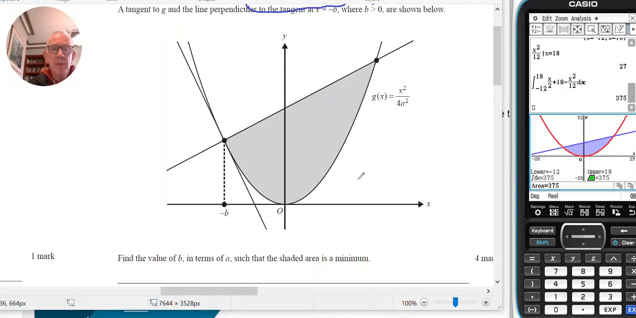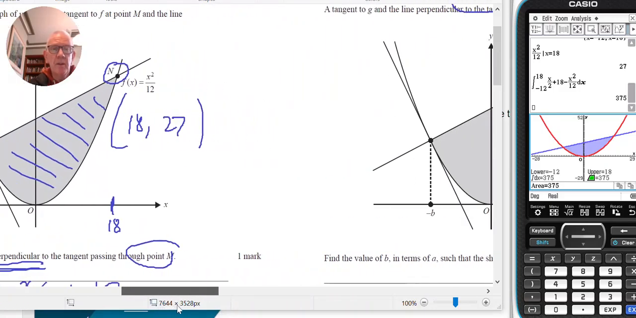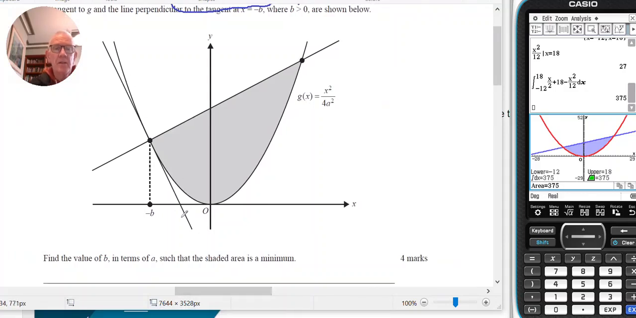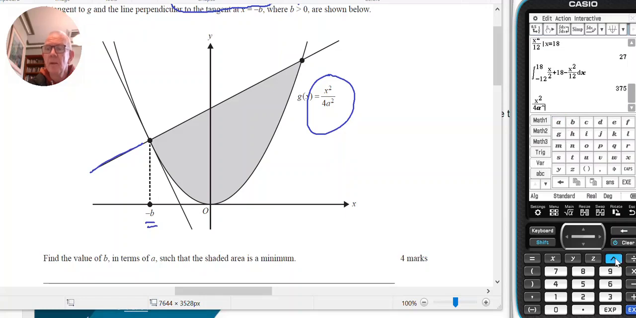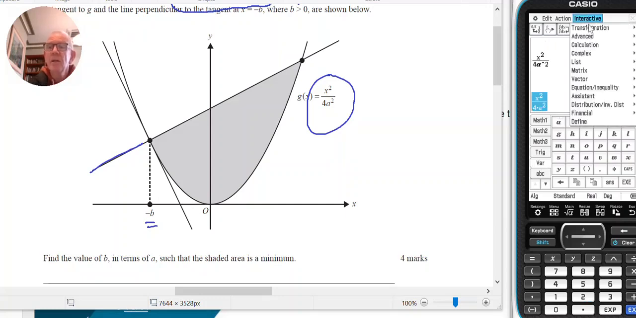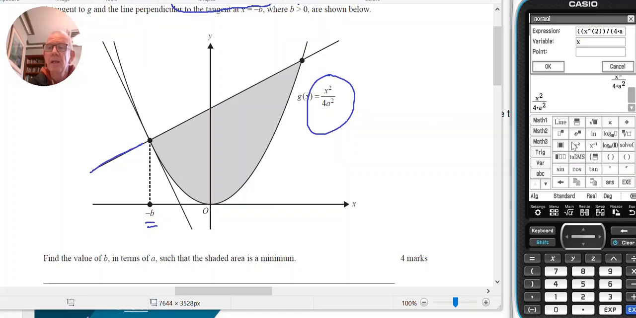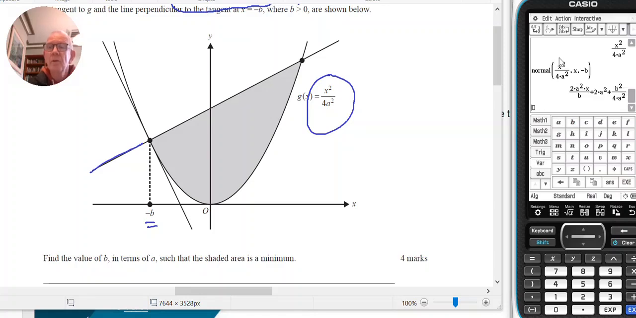Okay, so I'm going to repeat identically the same as what I did over here. I'd like to find the tangent, so I'd like to find a normal to this at x equals negative b. I'll grab my term, but on the bottom I will put 4a squared instead, and I'm going to use a. Press X here, make sure it's okay. Yes, it's okay. Then I go interactive calculation, line, normal, and I'm going to put it at negative b. And that will give me the equation of the normal.